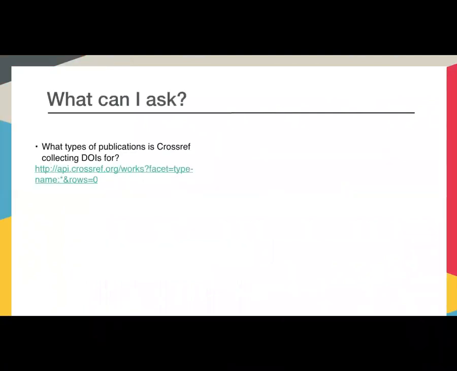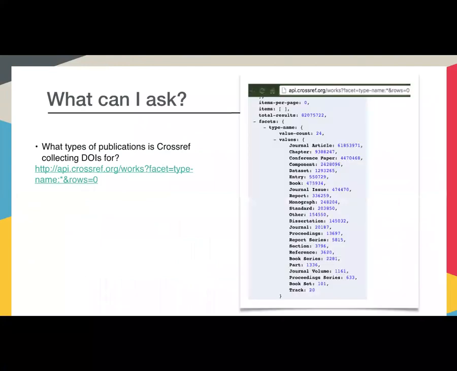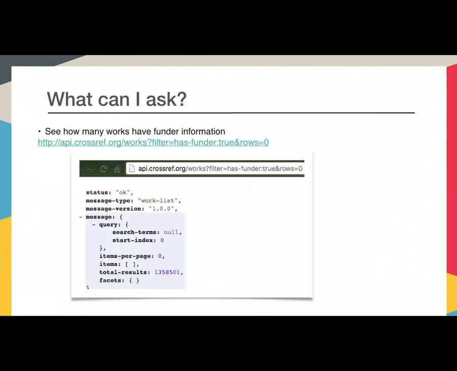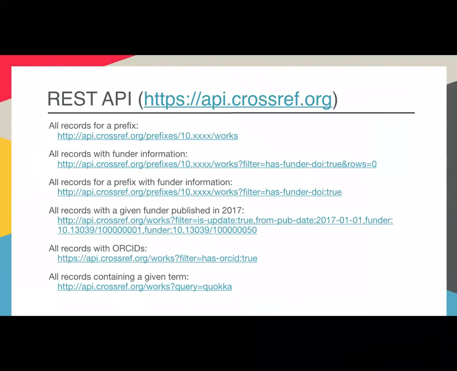And you can ask the REST API all sorts of questions. You can ask what kind of publications are registered with Crossref, and you can get a summary of that information. You can ask how many works have funder information, and you'll get results for that. There's a wide range of queries you can do. You can search the entire corpus. You can limit searches by member or DOI prefix.